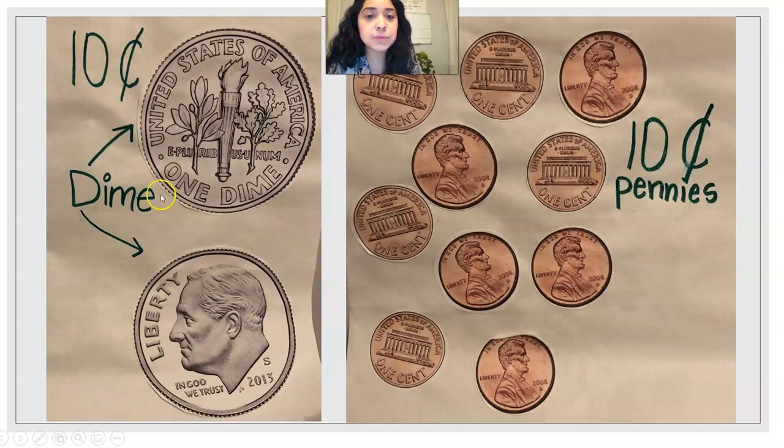We are also going to be looking at problems that have dimes. So remember that one way to show 10 is to show 10 cents. So we have a dime right here. So we have the back of the dime and we have the front of the dime. So if we see a picture of this, we know that we're talking about 10. Another way that we can represent 10 is by looking at the 10 pennies. So you see 1, 2, 3, 4, 5, 6, 7, 8, 9, 10.